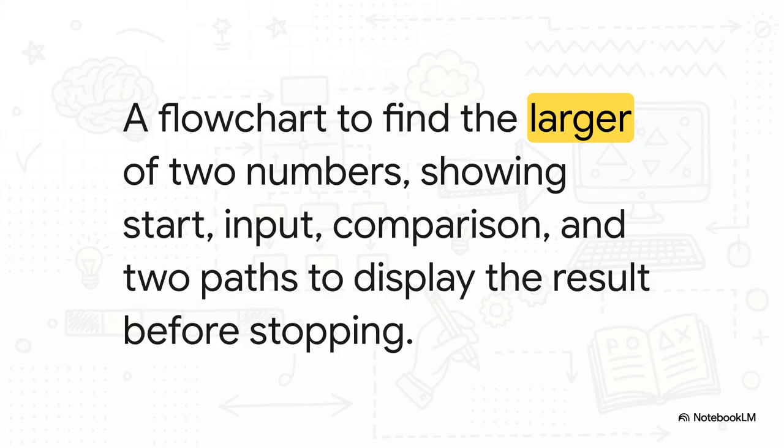Okay, let's put this into practice. Say we want to solve a simple problem. Find the larger of two numbers. You can see how a flowchart makes this crystal clear. You'd start, get the two numbers as input, hit that decision diamond to ask, is the first number bigger? And then follow one of two simple paths to show the right answer before stopping. See? That visual clarity makes sure your logic is solid before you even think about code.